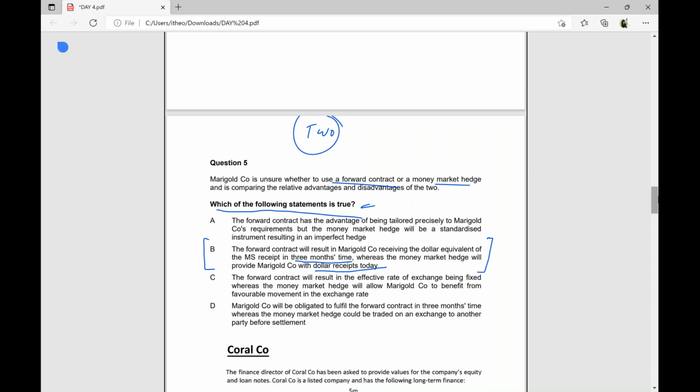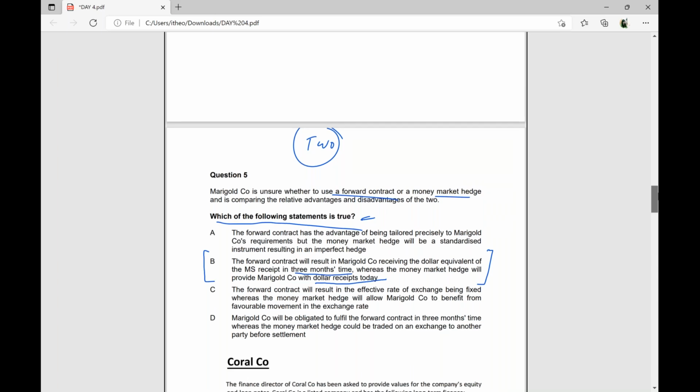Okay, so 4 and 5 are in front of your screen. Now I can take questions with respect to 4 as well as 5.